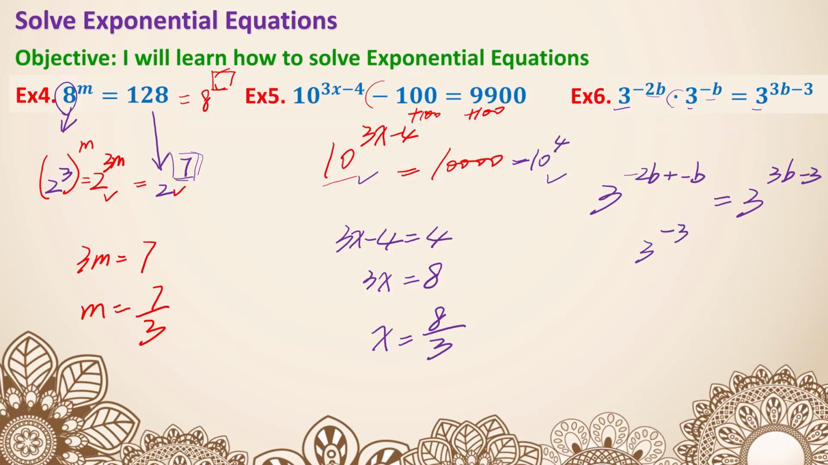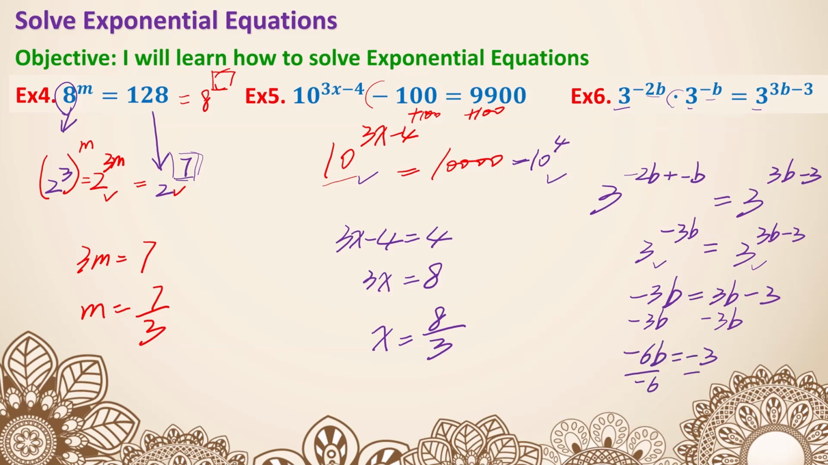It's 3 to the negative 3b power equals 3 to the 3b minus 3 power. The bases are the same, so negative 3b equals 3b minus 3. Subtract that to the left side. We have negative 6b equals negative 3. Divide both sides by negative 6. b is 1/2. That is example 6.